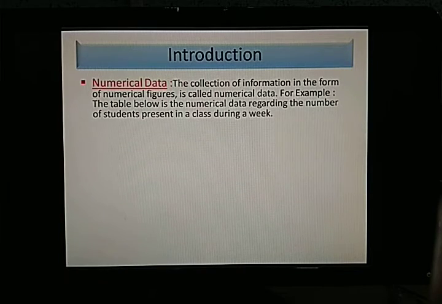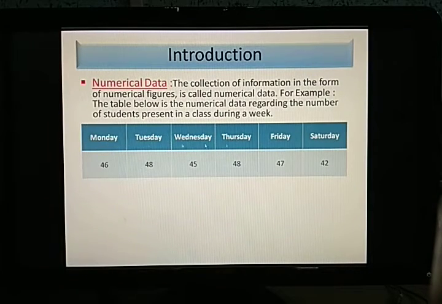For example, say you are given data on the number of students who are present in the classroom during a week. It is given in the form of a table. So how do we represent this data? We can either represent it in this tabular form or in a numerical form, just by writing down which student is present in how many days in a week.